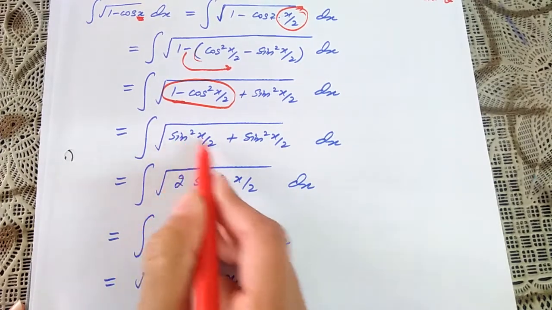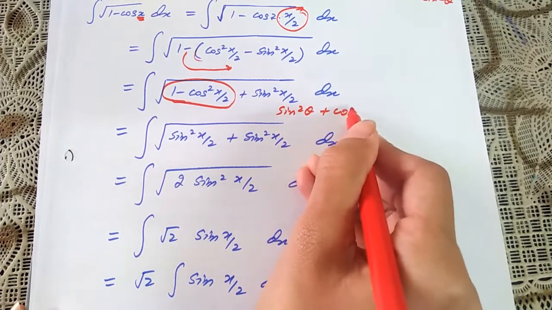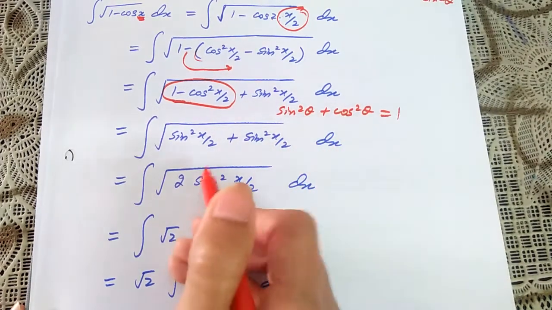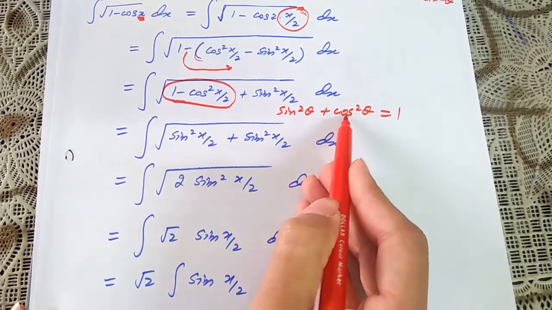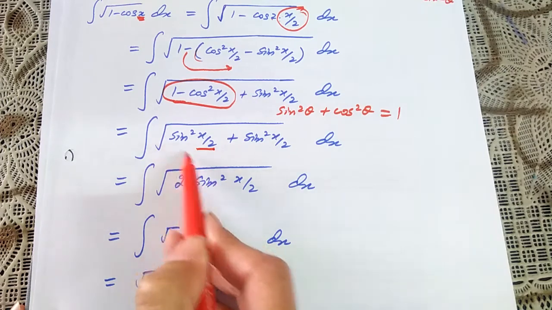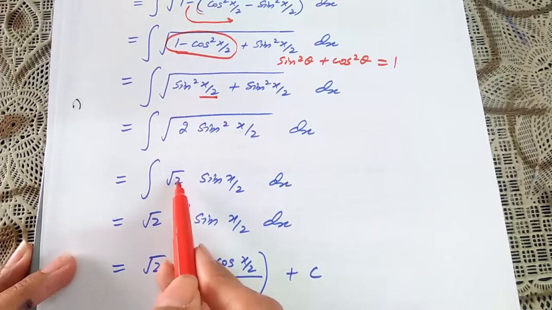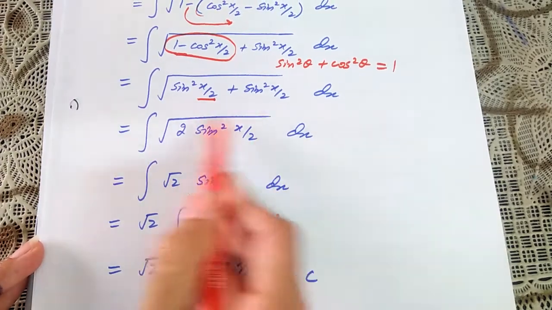This will be replaced with sine square of x by 2, because we know that sine square theta plus cos square theta is always equal to 1. So 1 minus cos square theta will be sine square of theta, where theta here is x by 2. Sine square of x by 2 plus sine square x by 2 is 2 sine square x by 2. This can be separated. Split the square root.